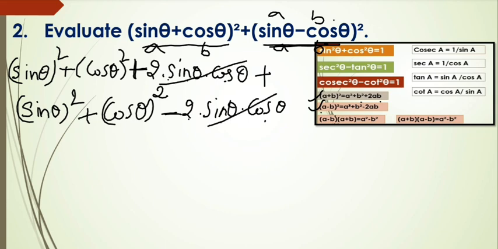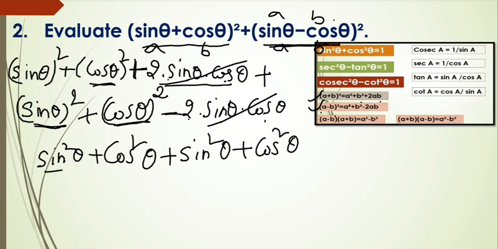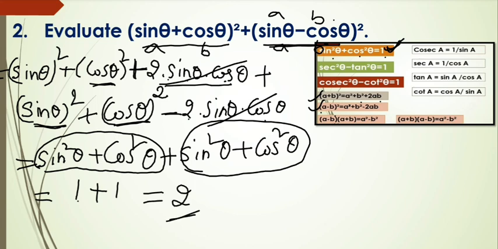So they get cancelled. Sin theta whole square is nothing but sin square theta, plus this becomes cos square theta. This is cancelled, and plus once again sin square theta plus cos square theta. Observe that we can use this trigonometric identity: sin square theta plus cos square theta is equal to 1. So we can write 1 here. Here also sin square theta plus cos square theta is equal to 1. So 1 plus 1 is 2. So the value of this trigonometric expression is 2. Like this we have to solve the problem.